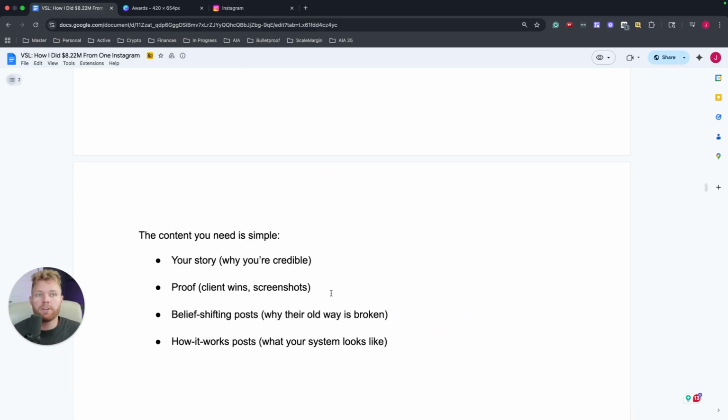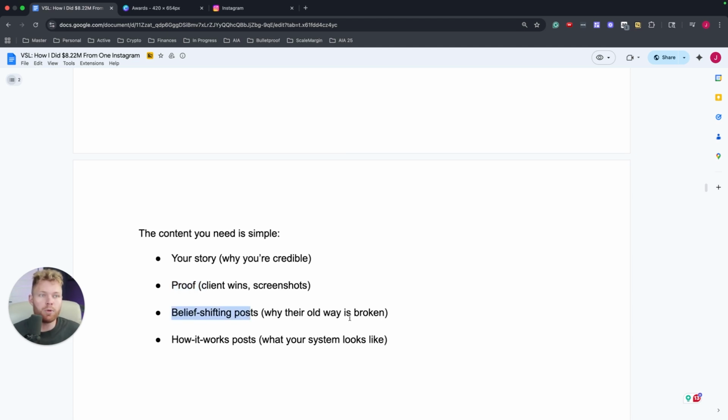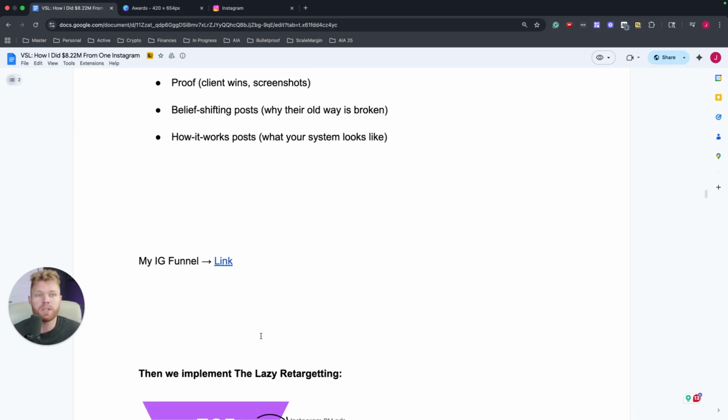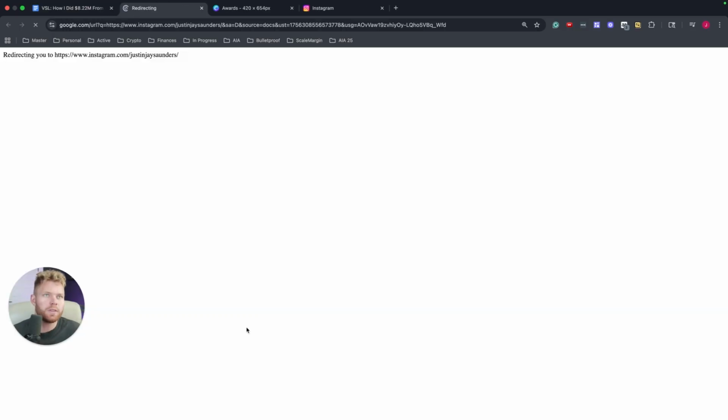So the content you need is simple. Your story, why you're credible, proof, client wins, screenshots, belief shifting posts, why the old way is broken, what the new thing is that you're promising, why your stuff is better than everybody else's, and basically how it works, what your system looks like. So I want to show you real quick what the actual funnel looks like.